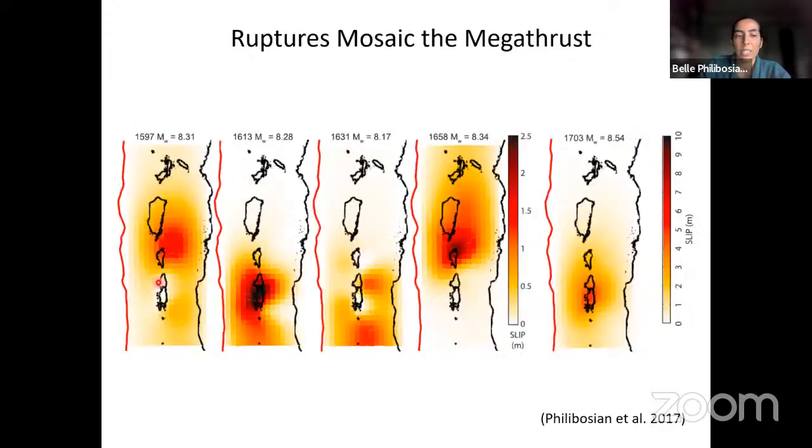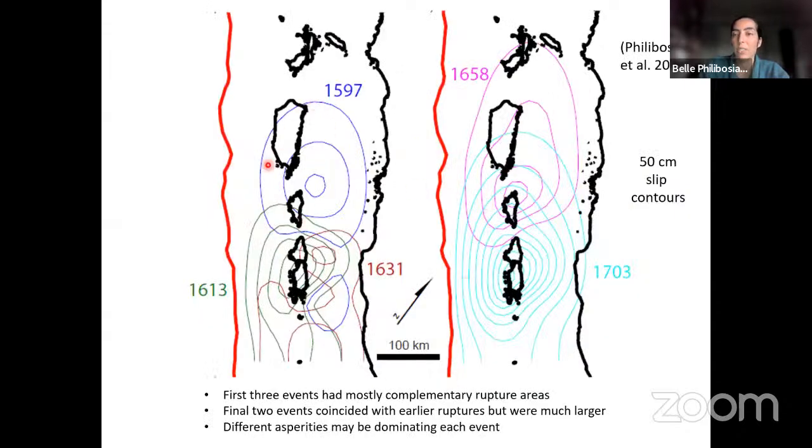Doing our slip inversions, what we can see here, which is very interesting, is that each of these events is kind of dominantly rupturing a different part of the fault. There is overlap between them, but in this next picture here, which is showing contours of slip for each of these events, in particular, the first 3 events mostly ruptured different areas of the fault. And then the final 2 events did overlap with the earlier ruptures, but were much larger. What this is suggesting is that different asperities might be dominating each of these events.